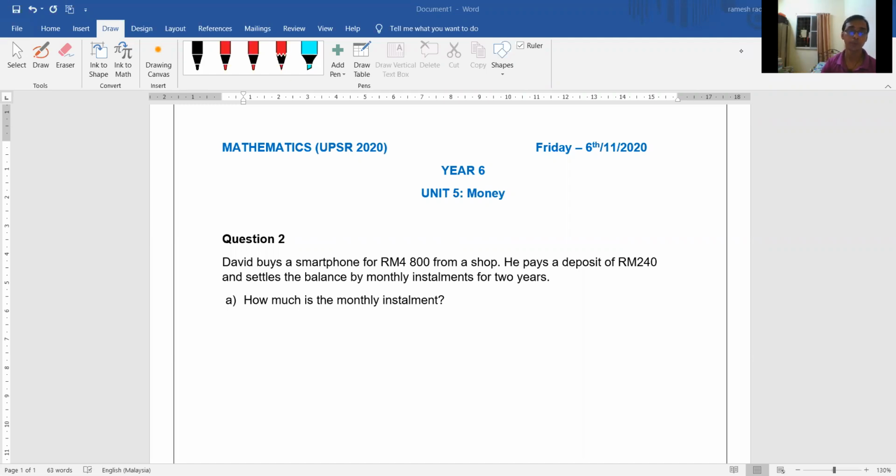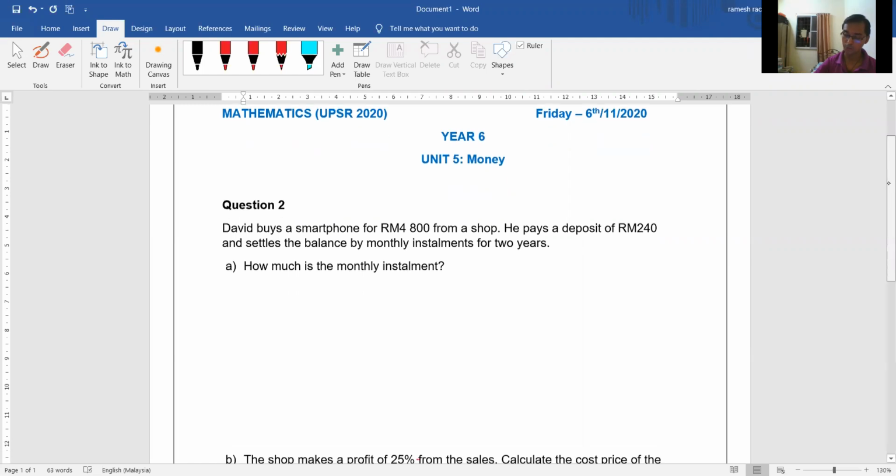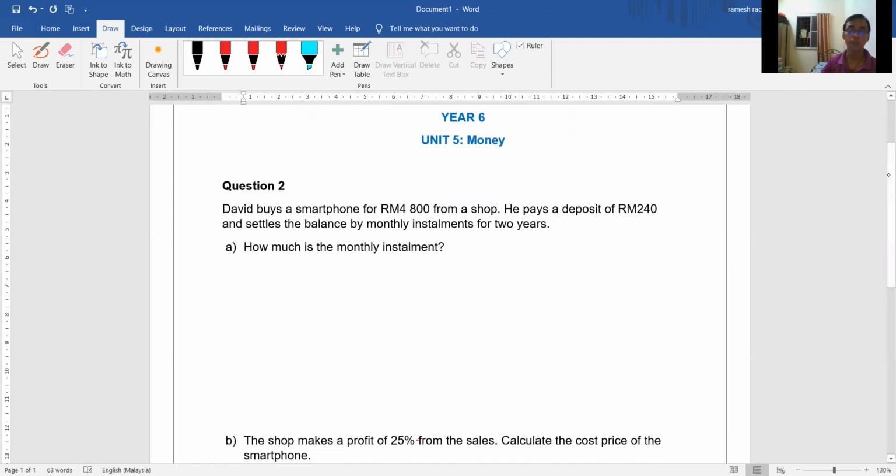So today's topic we're going to discuss Unit 5, money. Okay, the Year 6 topic. Take details are. Okay, so this is one of the types of questions that will always come out in your exam. This is going to show you in a very simple way how to solve this type of question. First thing, we have to read the question carefully.